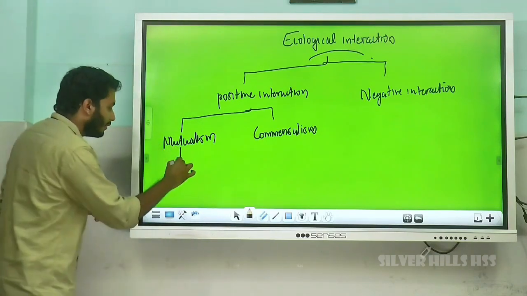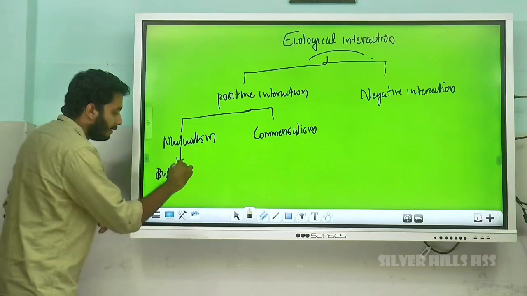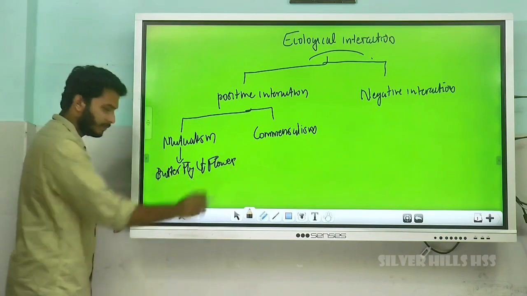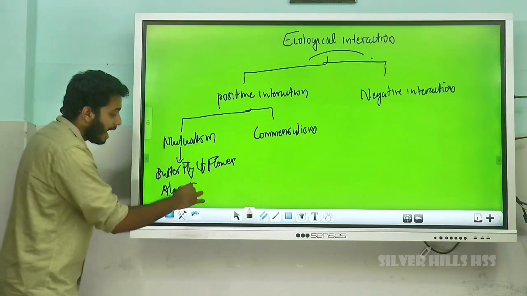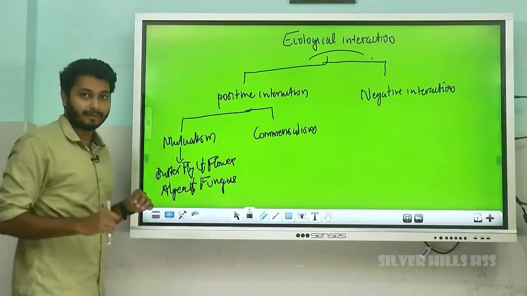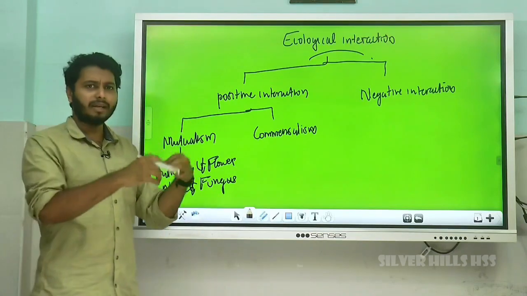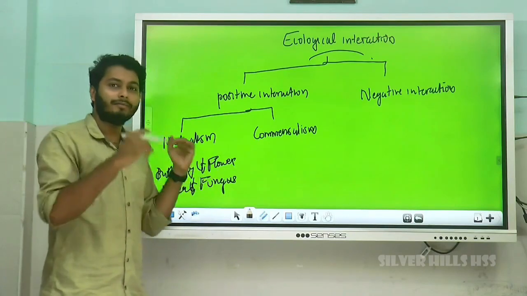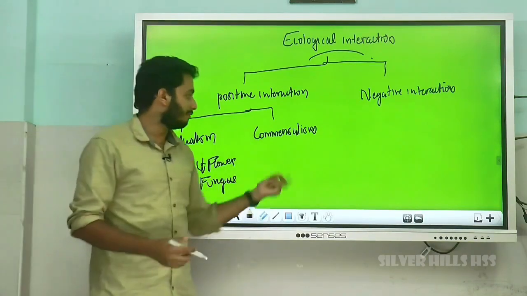The example of mutualism is the interaction between butterfly and flower. Another is the type of interaction between algae and fungus in lichens. Lichen is a close interaction between algae and fungus. The algae produces the food and gives it to the fungus. The fungus protects the algae. Here both partners are equally and mutually benefited.